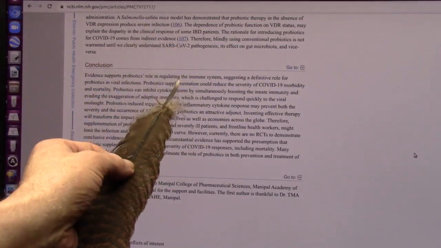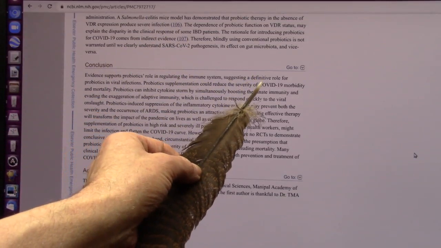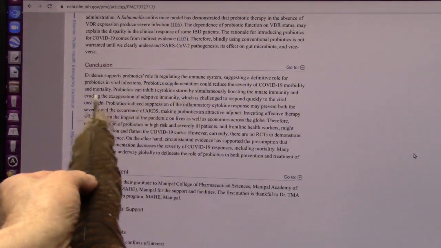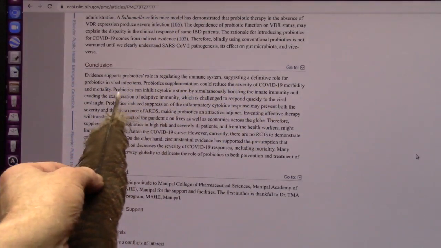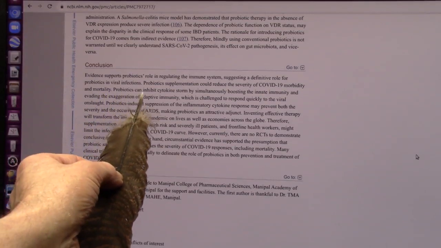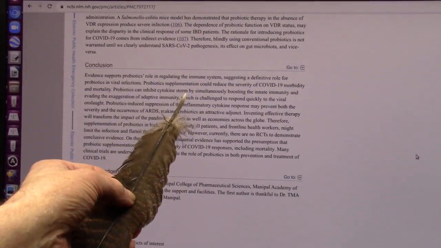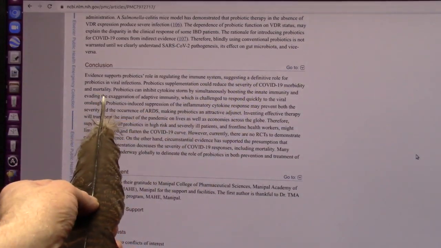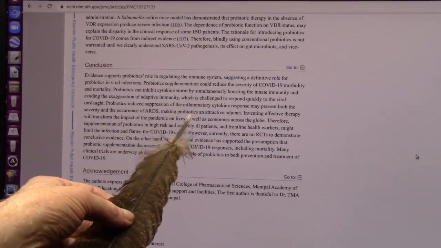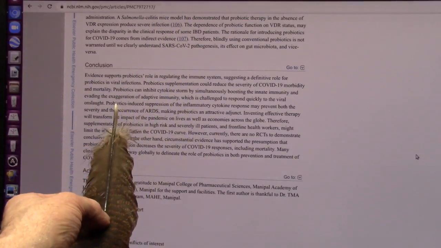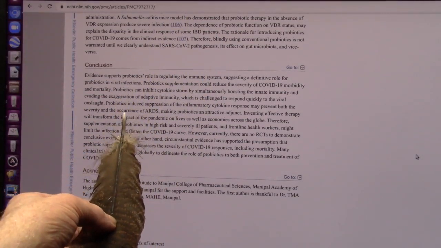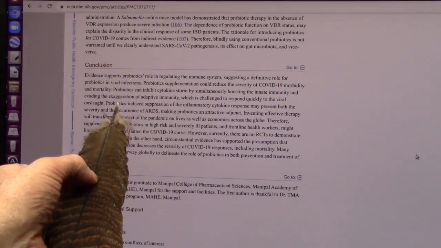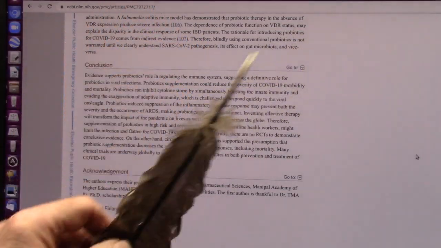It's the bacteria you're putting in there that's doing its job, suggesting a definitive, that means an absolute certain, role for probiotics in viral infections, which is the COVID. And then it goes on how good it is and how it's going to reduce the severity of COVID morbidity and mortality. Probiotics can inhibit cytokine storms. Those are the things that cause the people to die. And they do it by simultaneously boosting your immune system, because they are the bacteria, and evading the time it takes you to adapt to this new novel disease, which is the problem. We've never seen this disease in us before, so our body has to adapt. Well, it can't adapt real quickly, so you don't want it invading you so quickly that you get overrun. So that is where your probiotics take over and keep these invaders at bay.